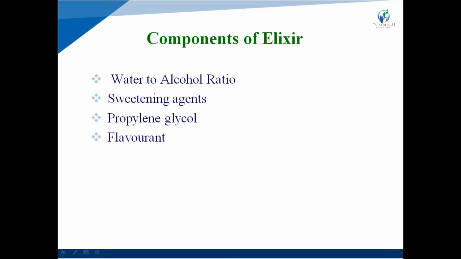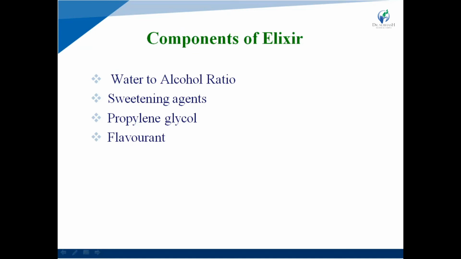Next one is propylene glycol. What is the use of propylene glycol? A colorless viscous liquid that is used as a solvent in the preparation of certain medications, and it also inhibits the growth of fungi, viruses or any microorganism.